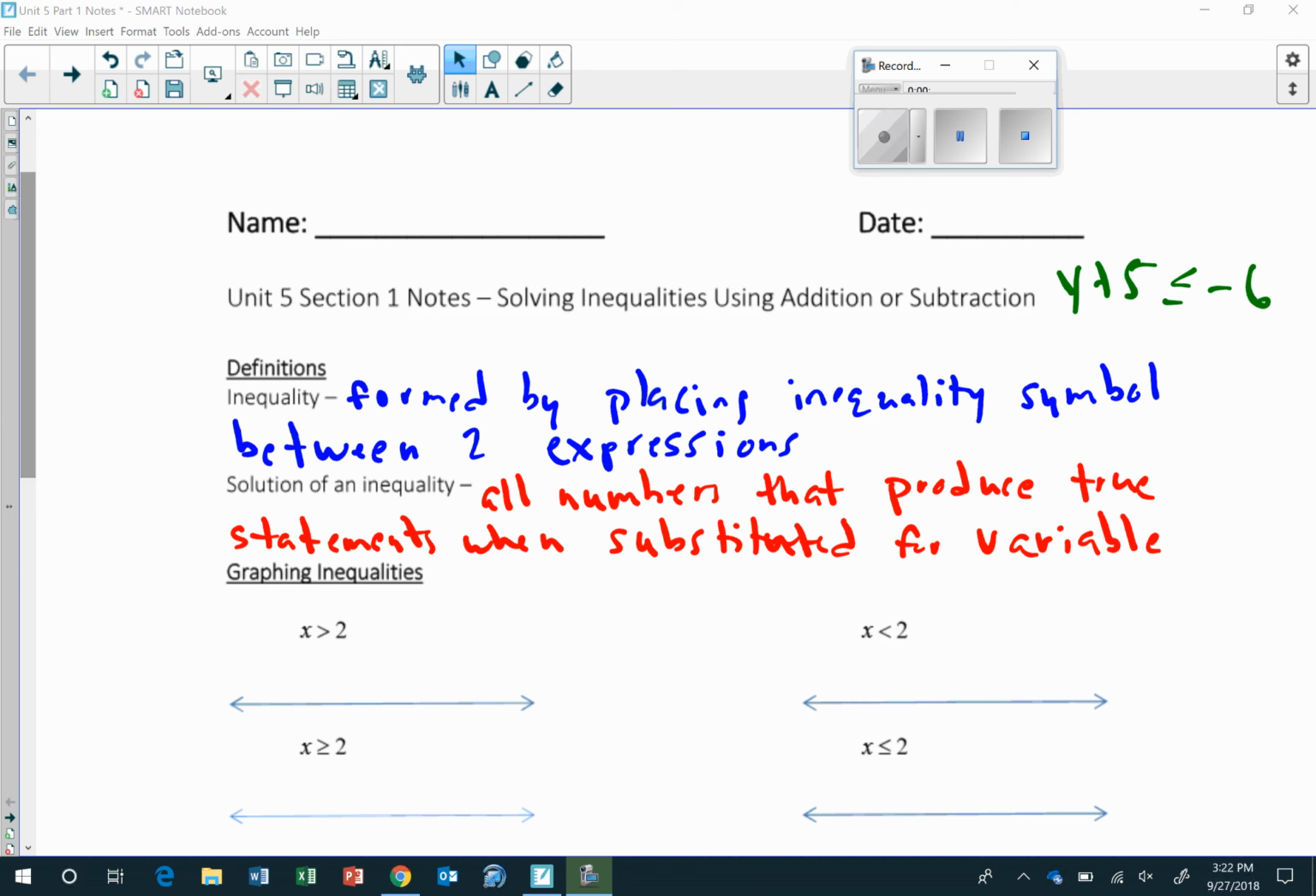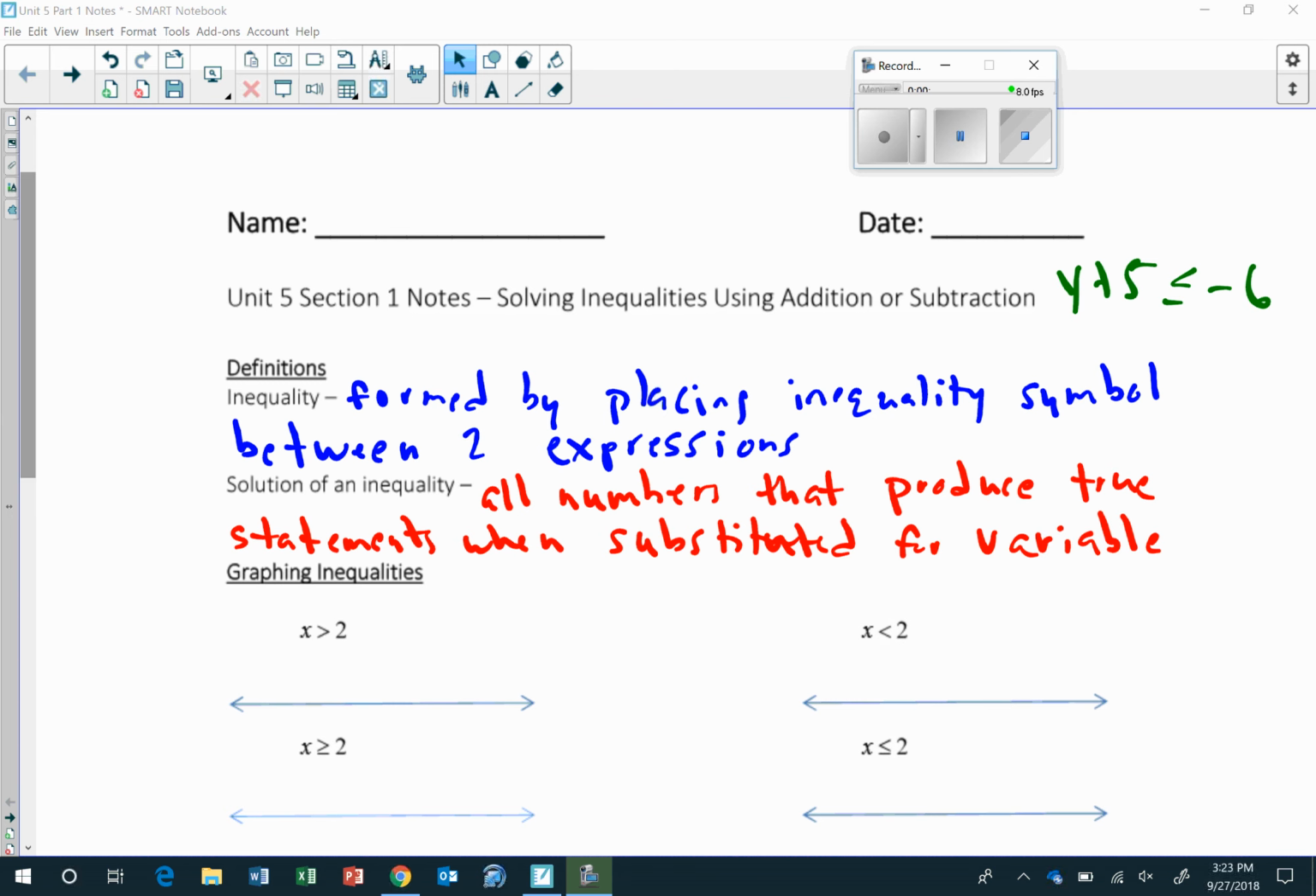All right, guys, in Unit 5, we were talking about solving inequalities, and in Unit 5, Section 1, we're talking about solving inequalities using addition or subtraction. So before we actually worry about solving them, we need to look at a couple definitions. So the first definition is an inequality.